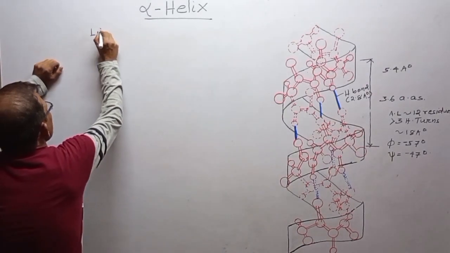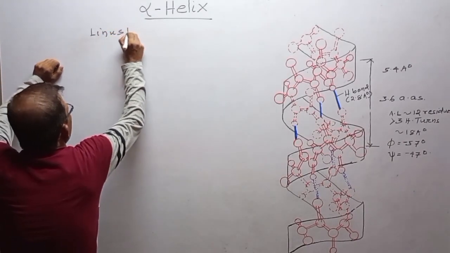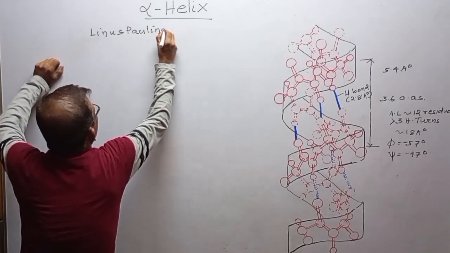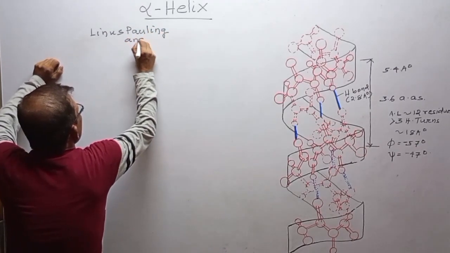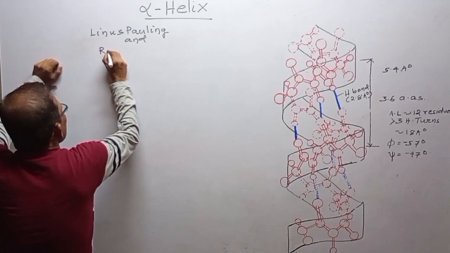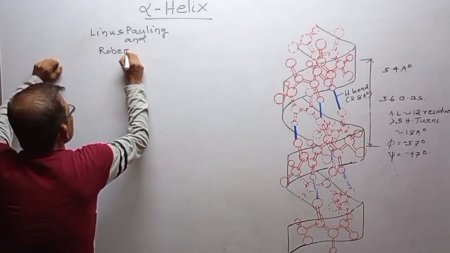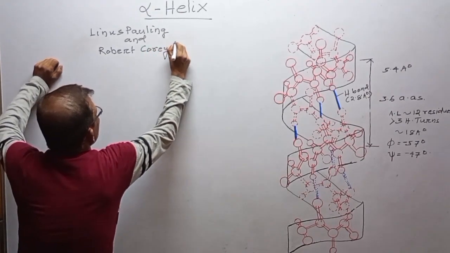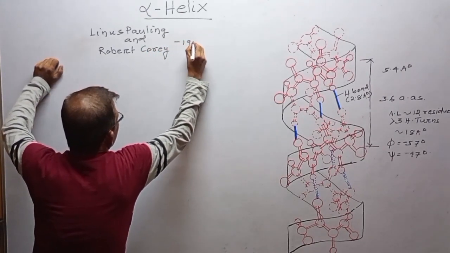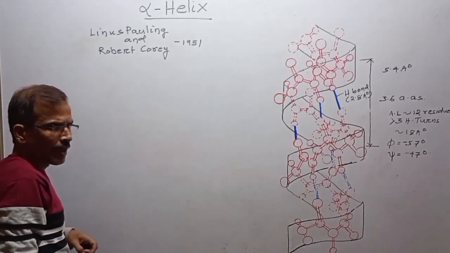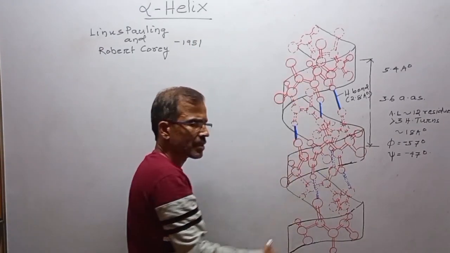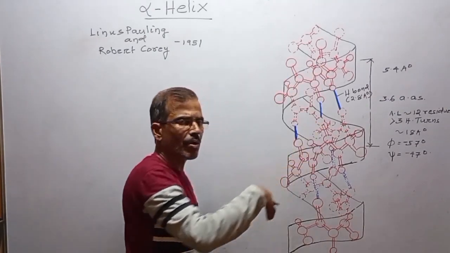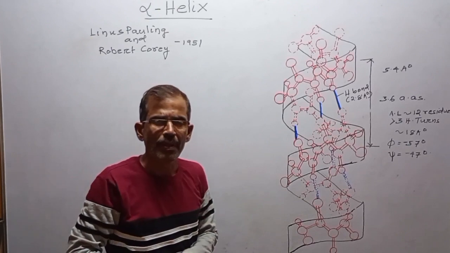It was discovered by Linus Pauling and Robert Corey in 1951 through model building. In an alpha helix, the peptide backbone is tightly coiled around an imaginary axis.